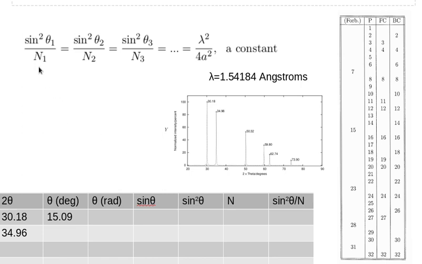Now what we need to do is find some values of n. When you divide the first sine squared theta by the first value of n and the second sine squared theta by the second n, you want to get at the end of it a constant.